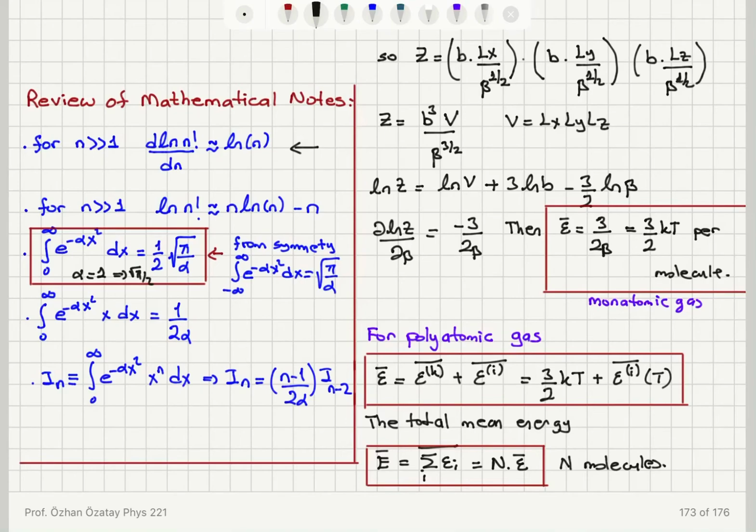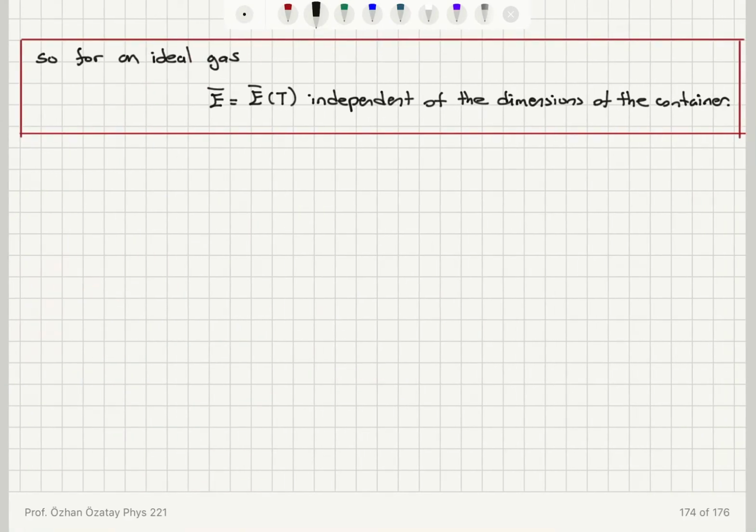Now, this basically comes from two results here. One, 3/2 kT, the mean energy per molecule for translational kinetic energy. And for vibrations and rotations, because these are defined with respect to center of mass, whereas the kinetic energy was the center of mass translational kinetic energy, rotations and vibrations are with respect to the center of mass. They're independent of the dimensions of the container. Therefore, the total mean energy is independent of the dimensions of the container.